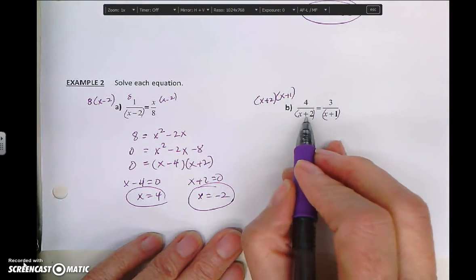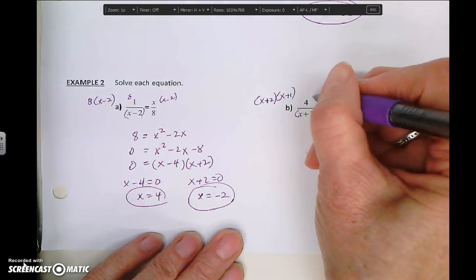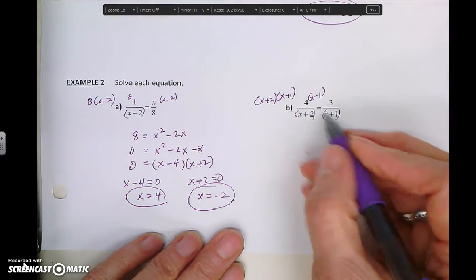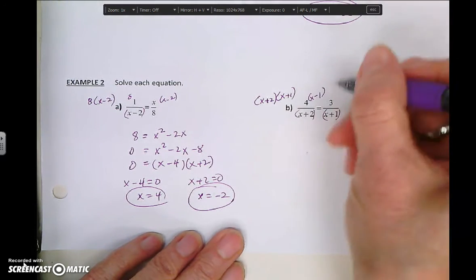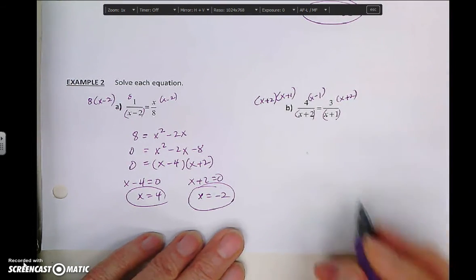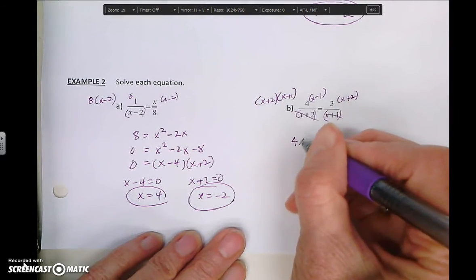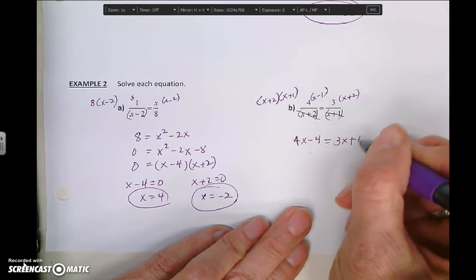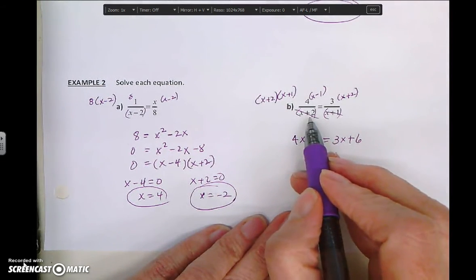When I multiply times the first fraction, the x plus 2's cancel, and I'm left with x minus 1 here. And when I multiply times the second one, my x plus 1's cancel, and I'm left with x plus 2 there. So it's going to cancel out those denominators, and I'm going to get 4x minus 4 is equal to 3x plus 6. So when I multiply, it actually cancels that out.